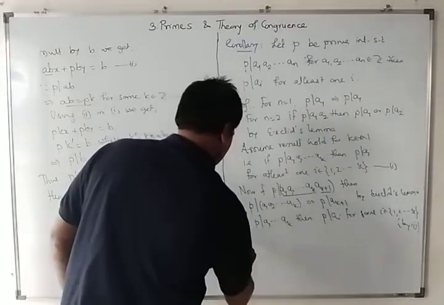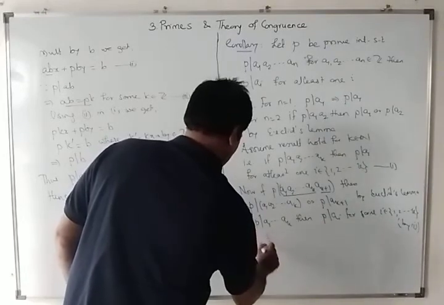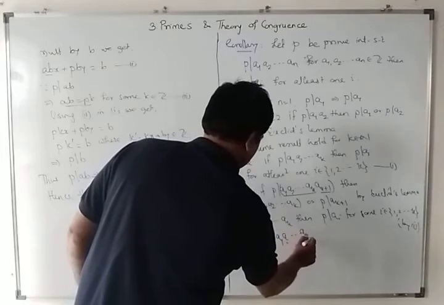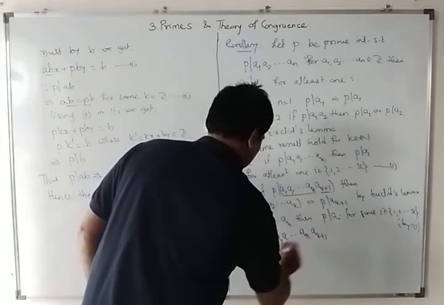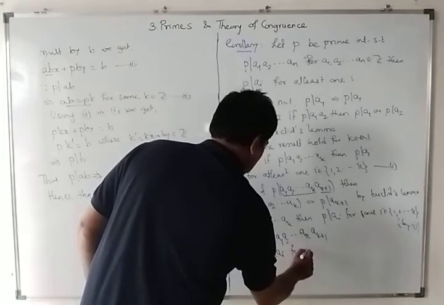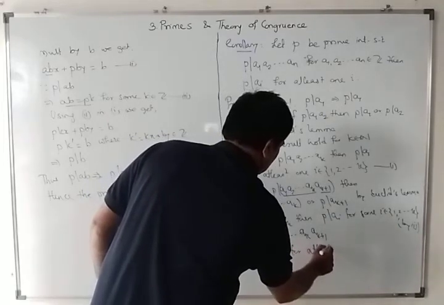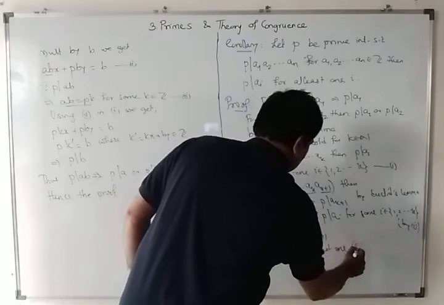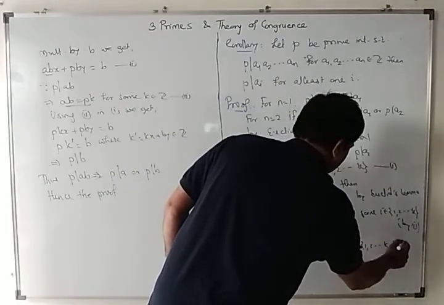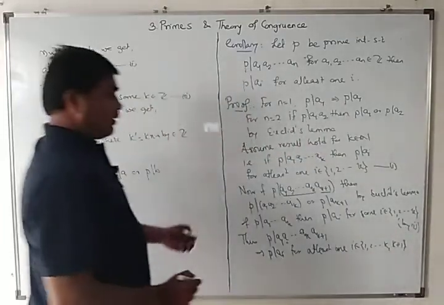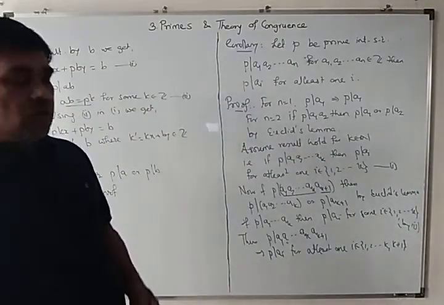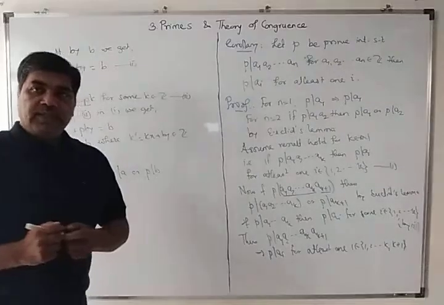Thus, P divides A1 A2 ... AK plus 1 implies P divides AI for at least one I belonging to 1 up to K plus 1. And therefore, by principle of mathematical induction, the result must hold for any n belonging to N.